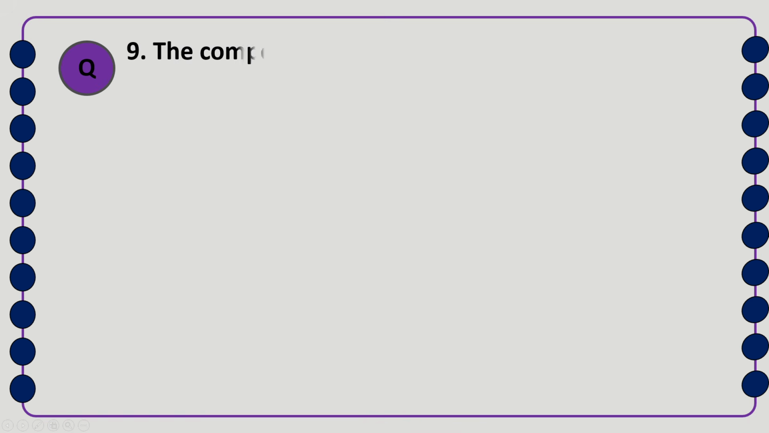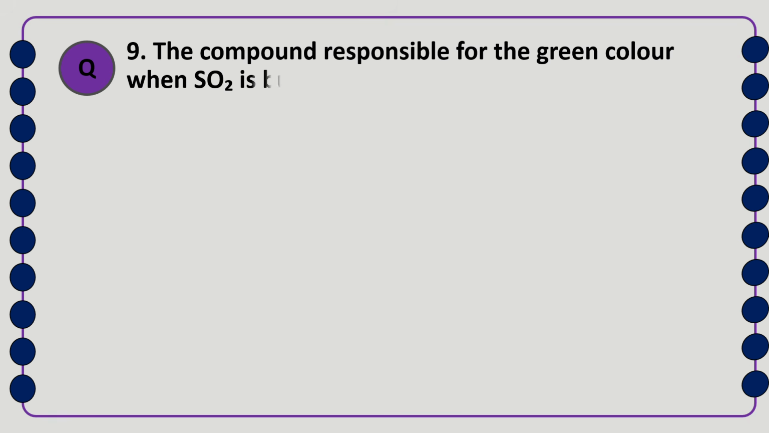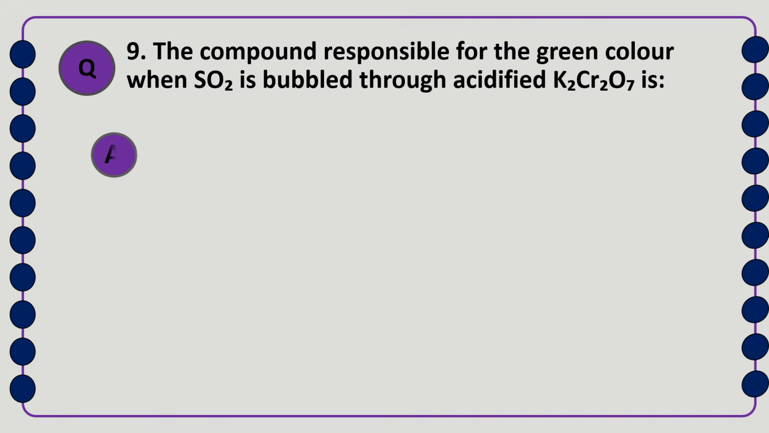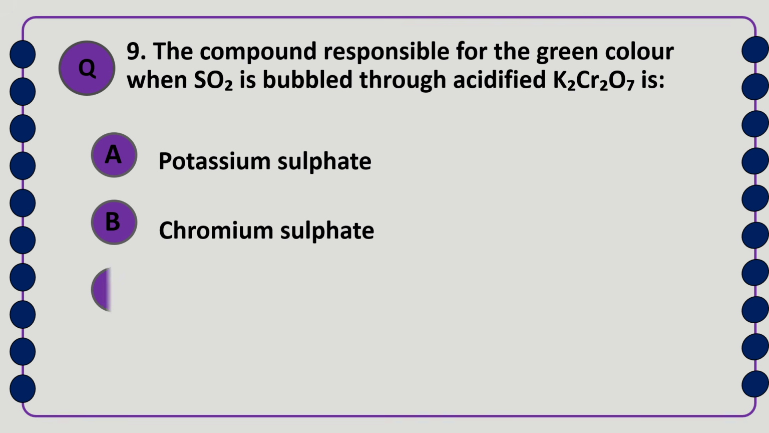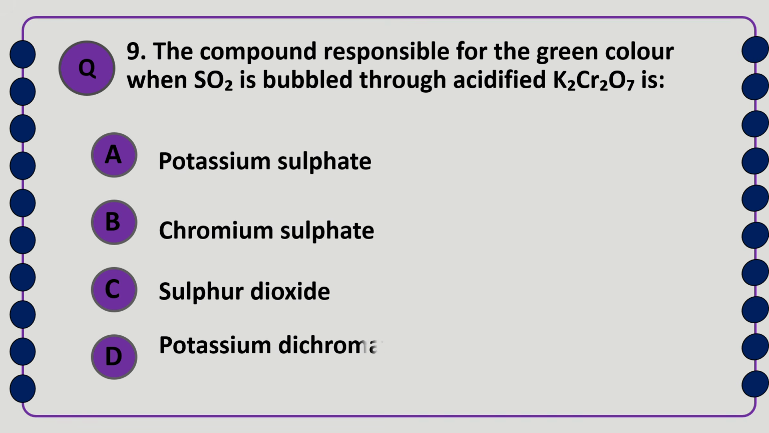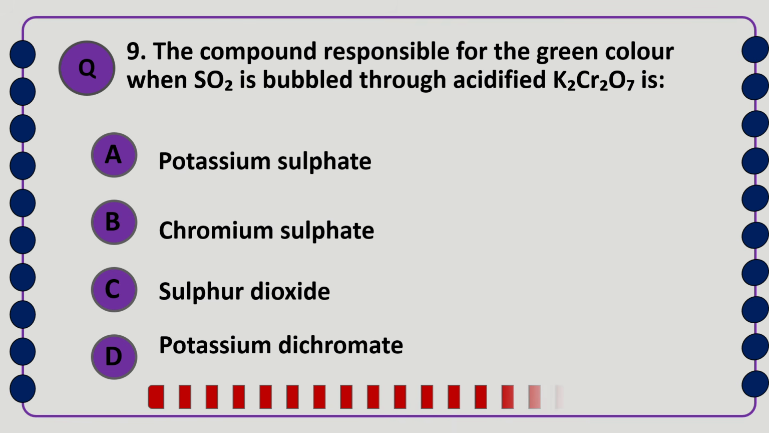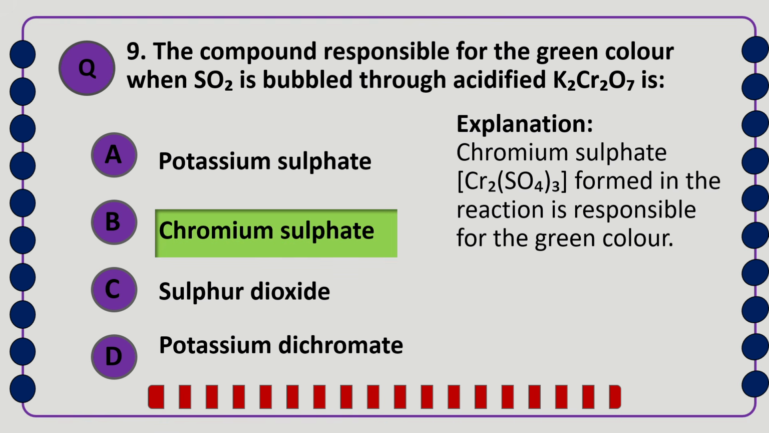Question number 9. The compound responsible for green color when sulfur dioxide is bubbled through acidified potassium dichromate, that is K2Cr2O7, is: potassium sulfate, chromium sulfate, sulfur dioxide, or potassium dichromate. Original color of K2Cr2O7, I hope you know, it is orange. The answer is chromium sulfate.